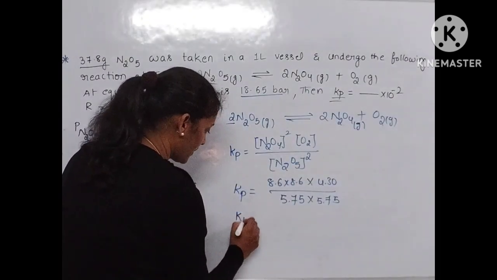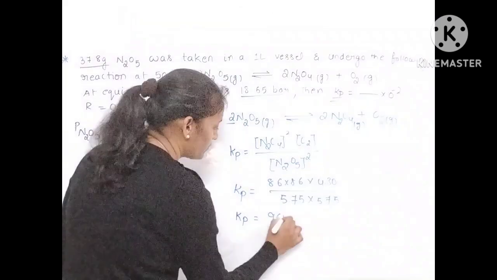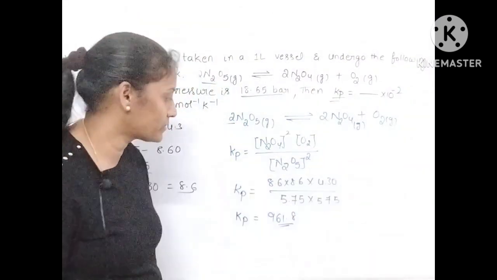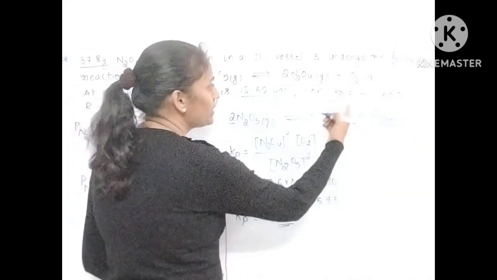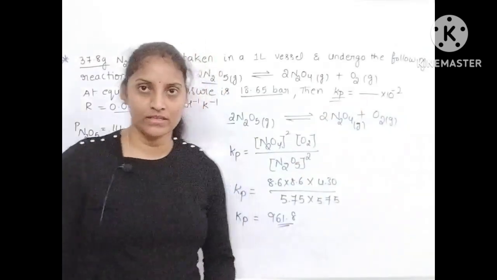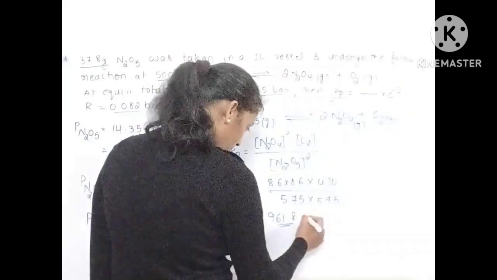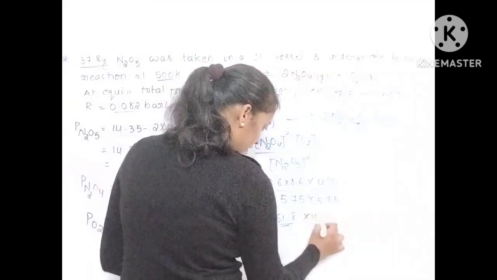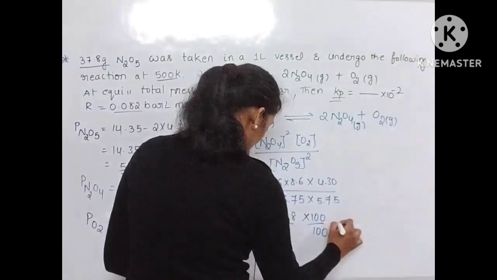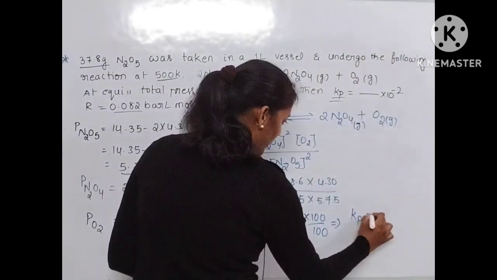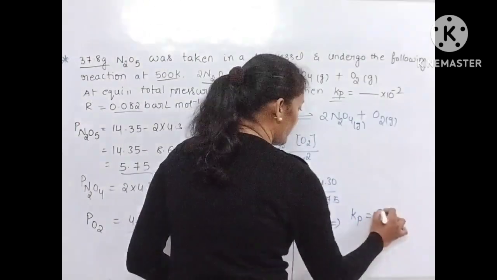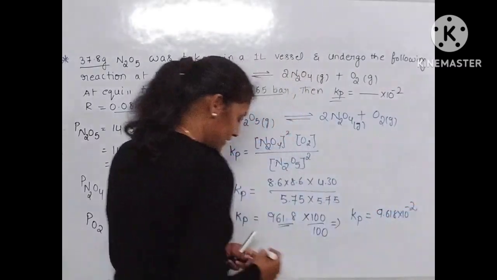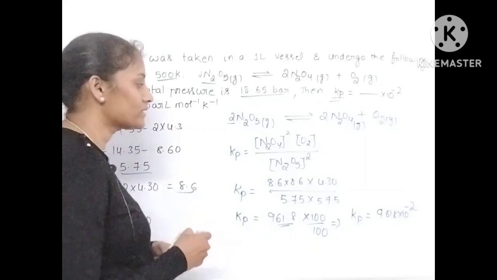You need to simplify all these values, then you will get Kp equal to 961.8. Later on you will simplify, because of lack of space. But he is asking about the nearest integer value, so multiply with 100 and divide with 100, then you will get Kp equal to 9.618 into 10 power minus 2. This is your answer to this question.